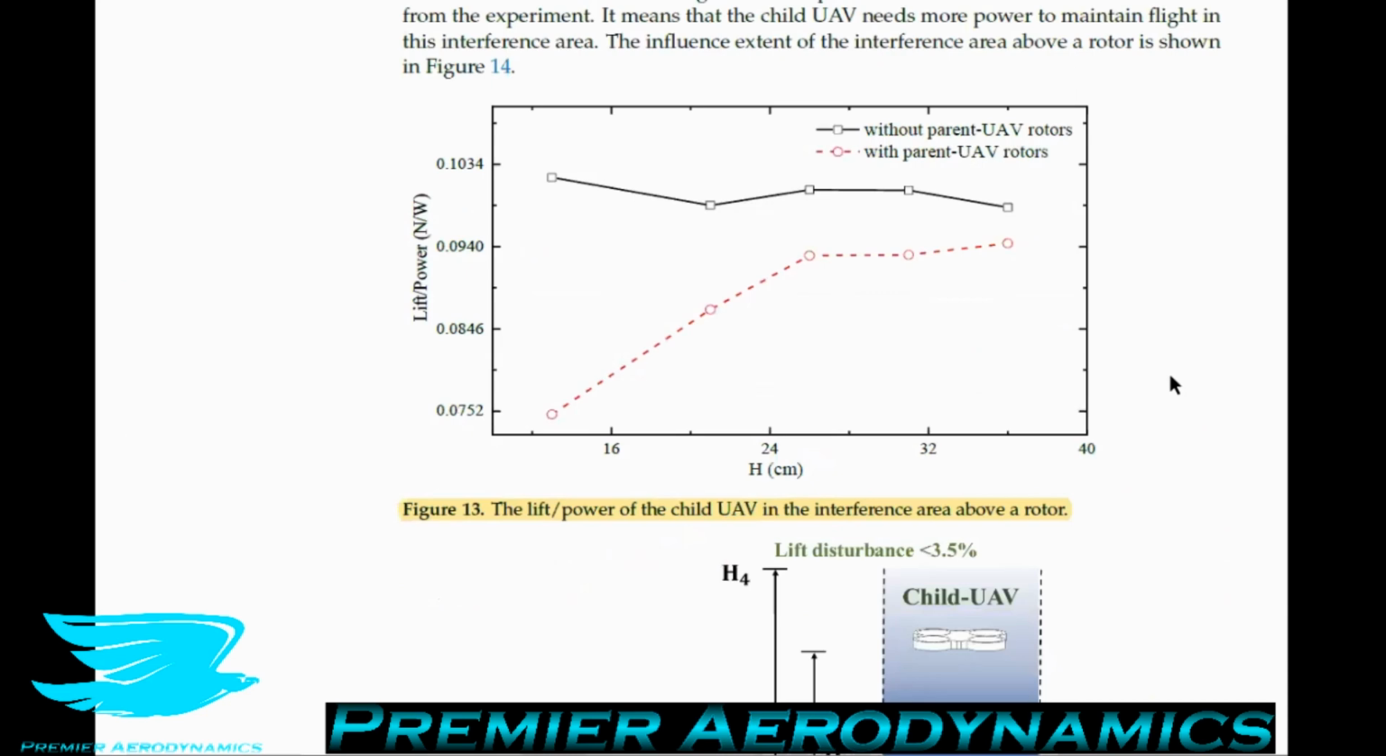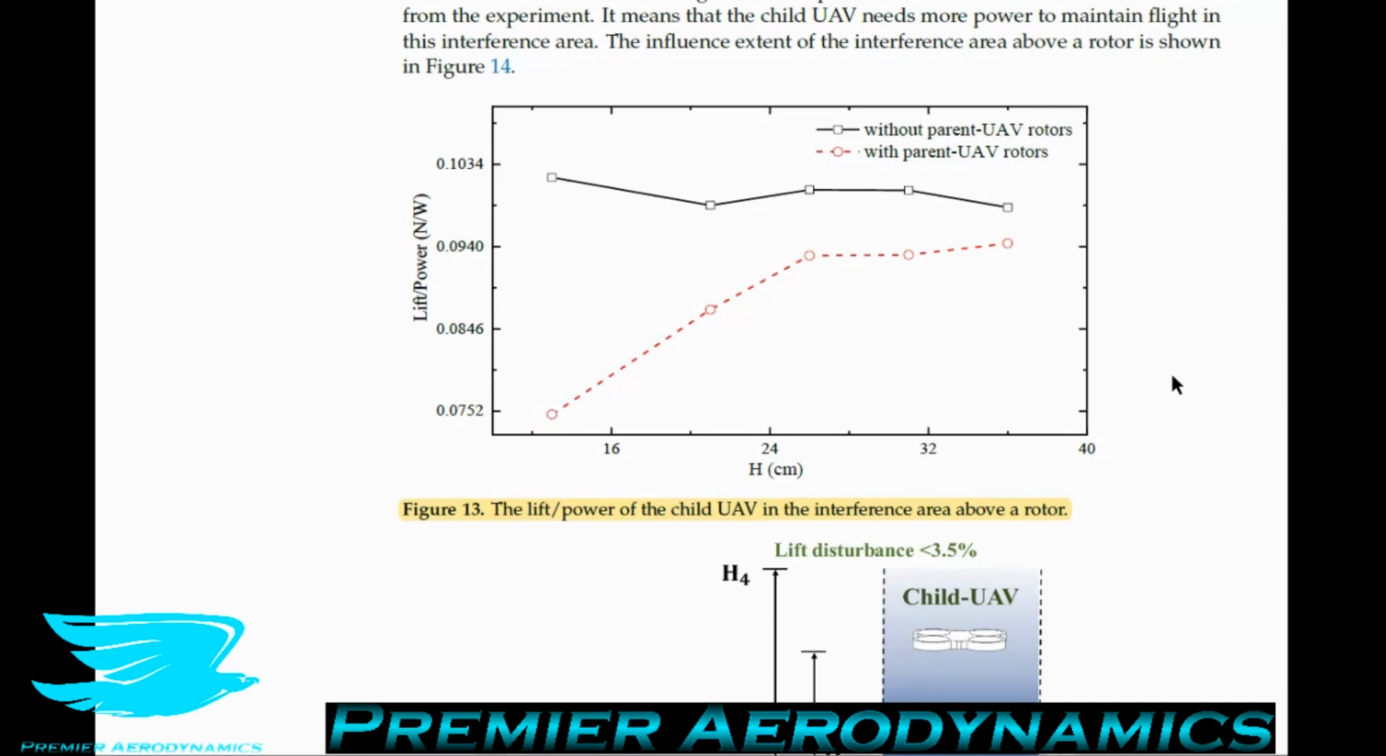They have the lift to power ratio as well, which we talked about again in the last podcast. If you haven't listened to that, go listen to that and you'll understand a bit more about what this is. This is just a measure of efficiency, effectively. And they have the parent UAV rotors on and off, and the effects of this on the lift to power ratio of the child UAV.